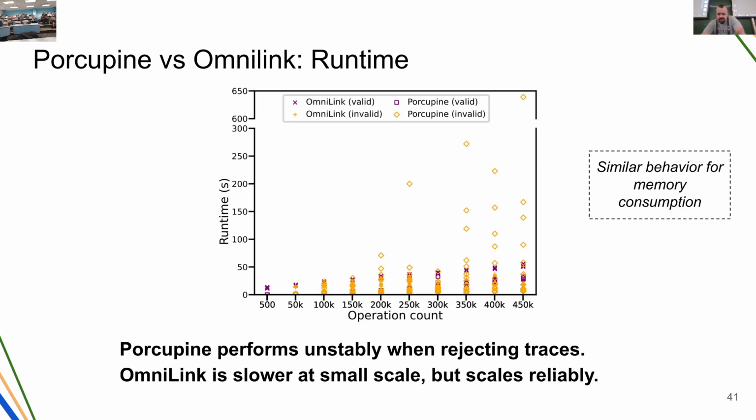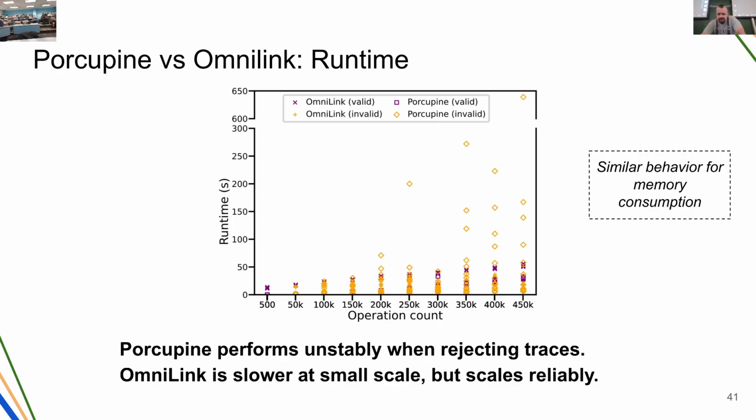Oh, I guess I didn't have the other. Okay. I actually had a second graph in there, which I cut for time, but the crazy part is here, the invalid cases, the cases where Porcupine has to say no, actually, take a very long time for Porcupine, but the valid cases are actually really fast.